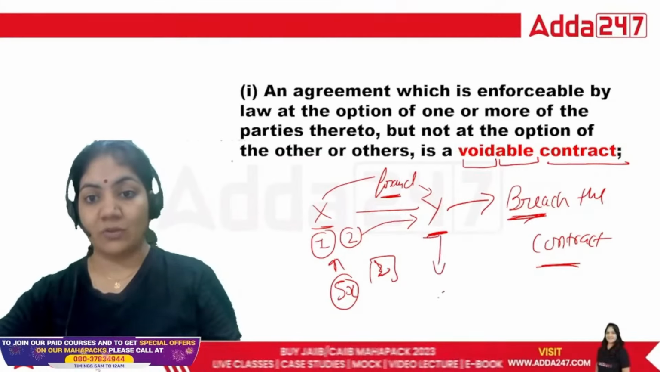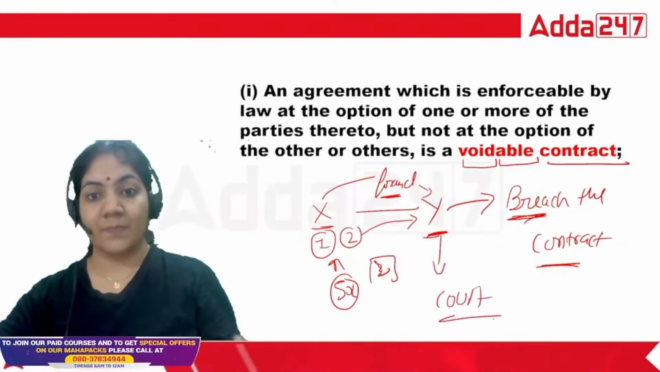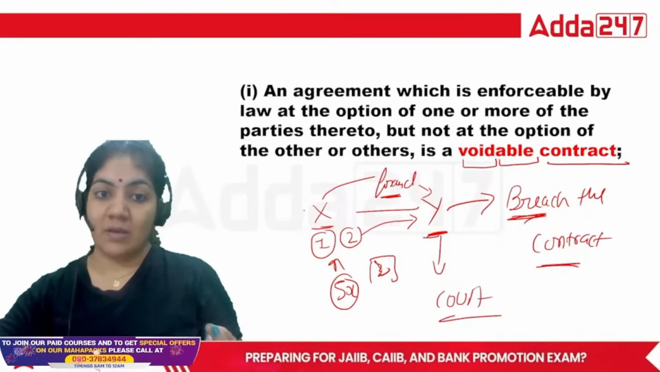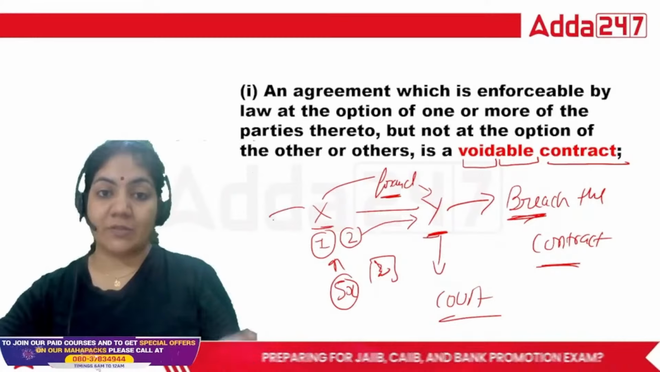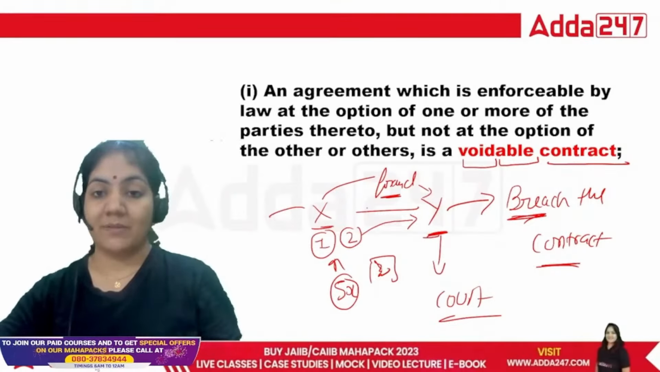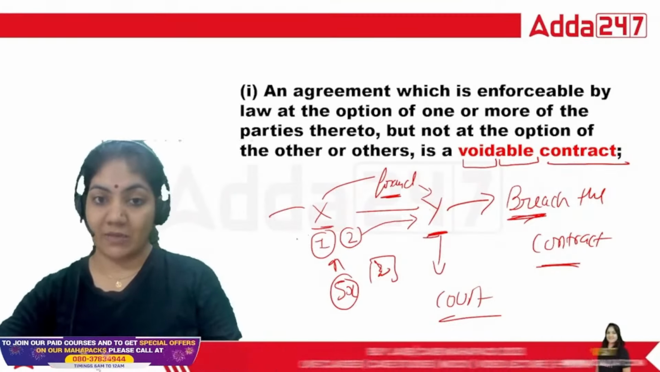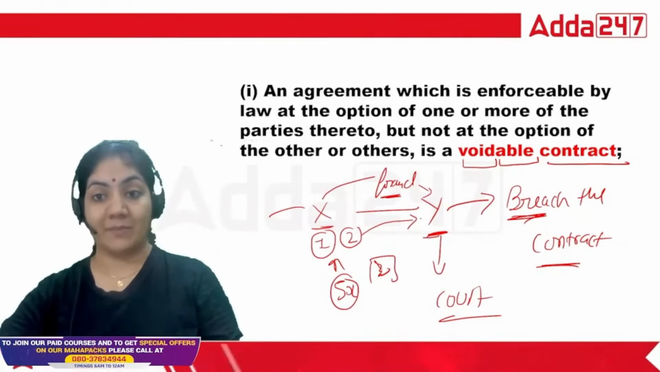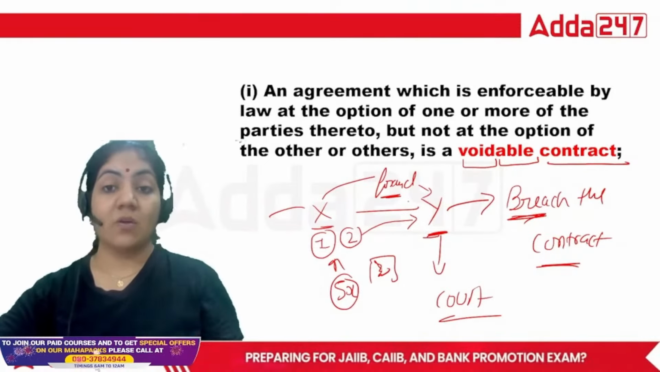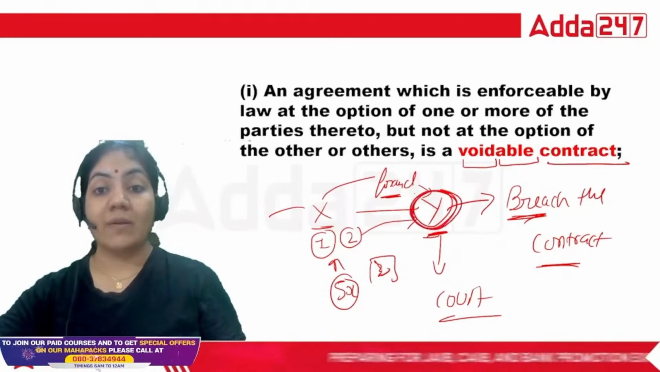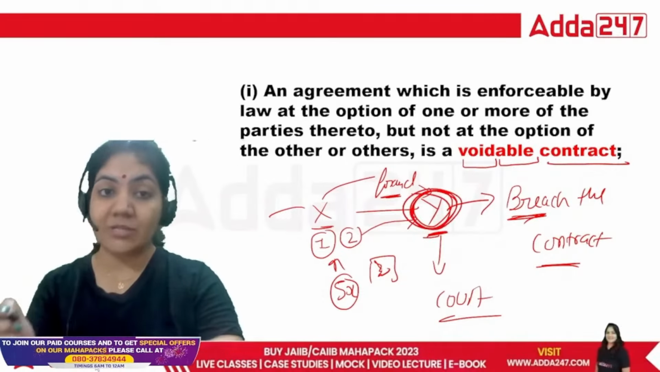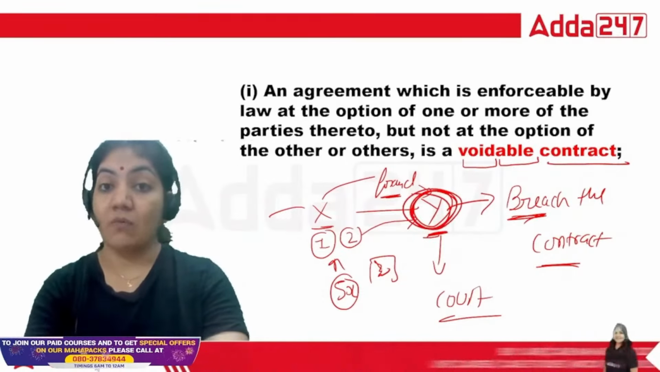He will apply to the court, file the case to the court, and the court will now order X person to pay some compensation to the Y person and give 50 lakh rupees back to the Y person. So the contract in which only one party has the right to breach the contract is called a voidable contract.